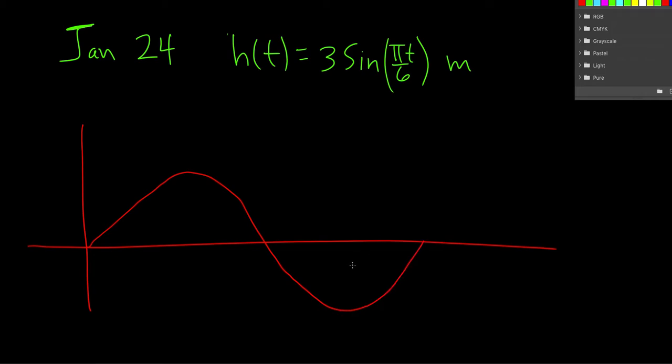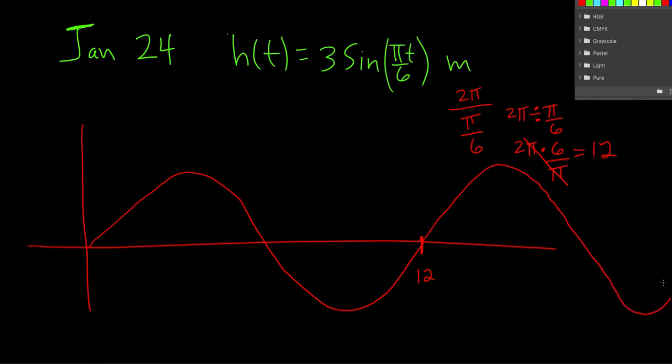and one period is 12, and let me show you how we know that. We take the original period of 2 pi, divide it by pi over 6, and then we flip that and multiply. So our pi's cancel, 2 times 6 is 12. So one period of sine is 12.